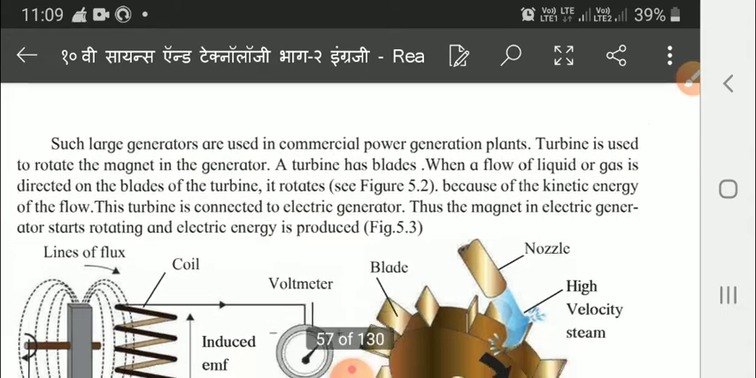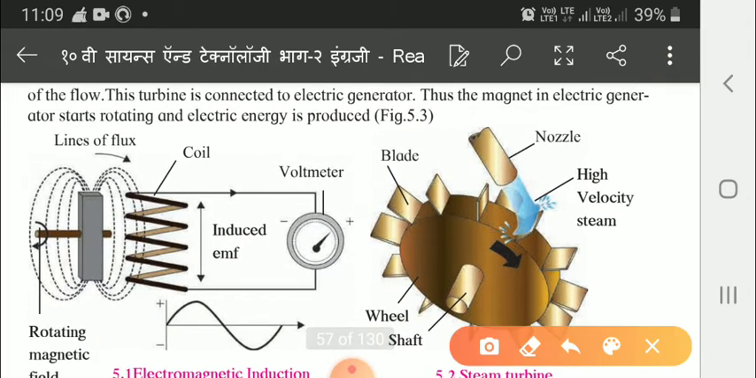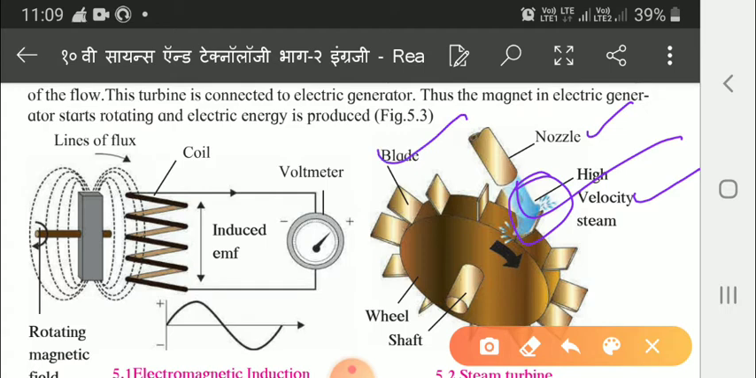So here we can see, children, this is the turbine. Here you can see the nozzle, with high velocity steam. This steam is put onto the blades of the turbine, and these are the blades. On the blades you can see the steam is falling. This is the shaft. Now what is the shaft? That is a handle-like arrangement.